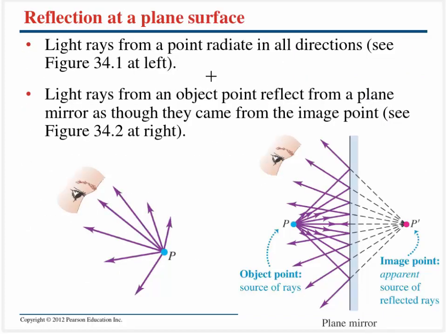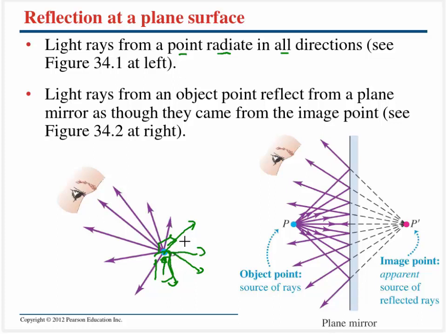Let's consider light rays coming from just a point source. So we could be looking at some object at point P, and this object is going to be illuminated by sunlight, or you could say, hey, we're looking at a candle or a light bulb or something like that. The light rays are going to radiate in all directions, so you can imagine having infinite rays coming off this point P in all directions.